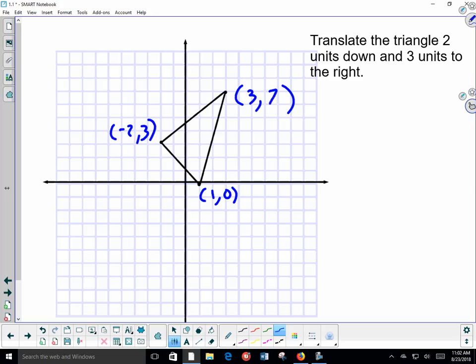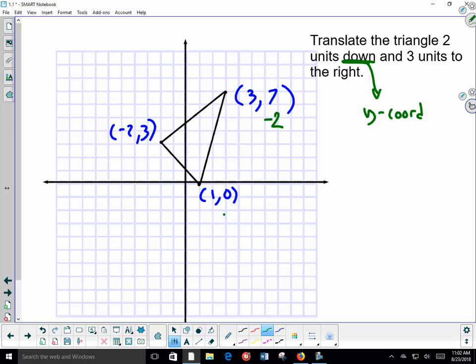3, 7). If we want to translate those 2 units down and 3 units to the right, first of all, if we're translating down, then we need to change the y-coordinates. And if we're going down, we've got to subtract 2 from each of the y-coordinates. So let's draw that in.